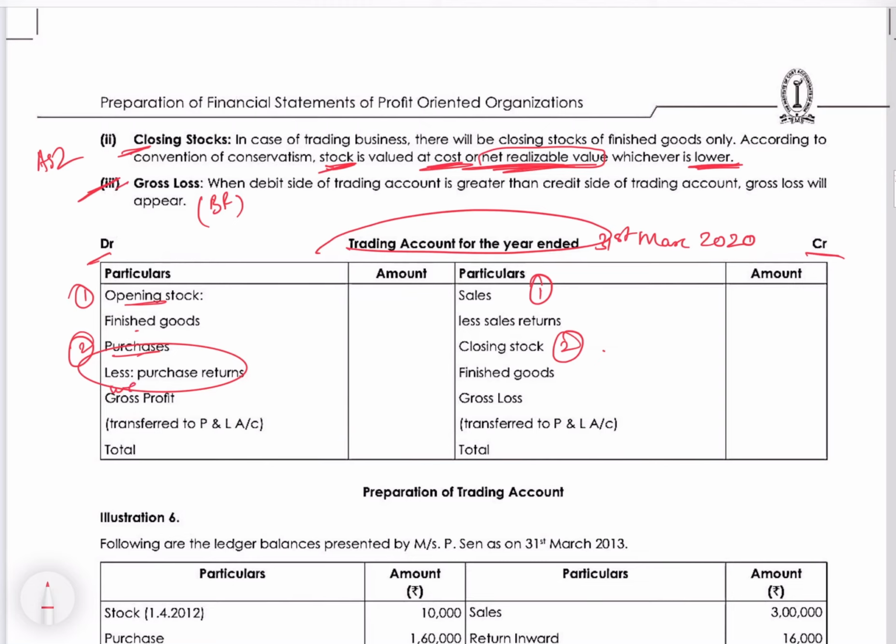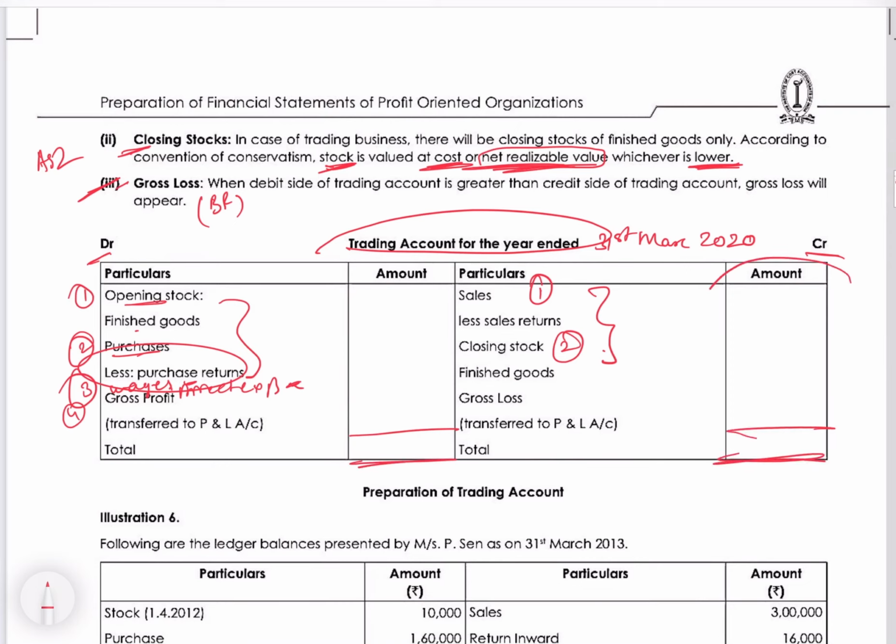There can be wages also, a third item you may come across, and a fourth item, direct expenses, which they may not have shown. It may come, this depends. These two, opening stock and purchases, will surely be there. Wages and direct expenses may not be there in the trading account. Okay, after entering all these items, you will close your trading account.